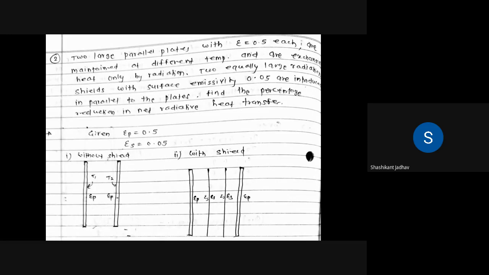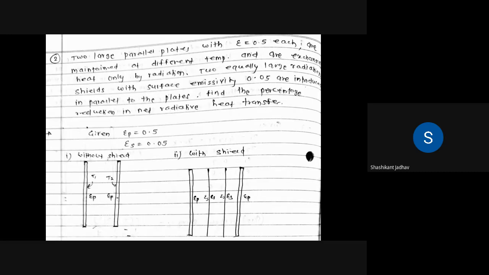First of all we have to calculate Q without shield. We have already drawn the diagram for without shield. So all of you draw these two diagrams: the first diagram for without shield, the second diagram for with shield. In the first diagram there is no shield. Emissivity of the plate epsilon p, emissivity of the other plate epsilon p, temperature of the first plate T1, temperature of the second plate T2. The emissivity of both plates is the same, so we take epsilon p. And if we use the shields, there are two shields. Emissivity epsilon p for the two plates, and the radiation shields have the same emissivity, so we consider epsilon s for all the shield surfaces.